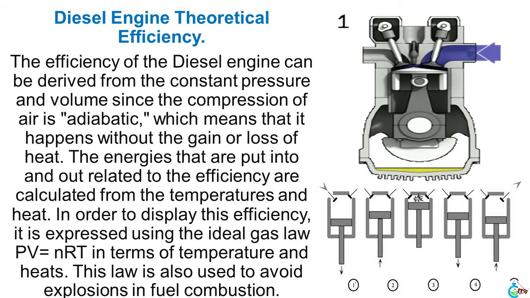Diesel engine theoretical efficiency. The efficiency of the diesel engine can be derived from the constant pressure and volume, since the compression of air is adiabatic, which means that it happens without the gain or loss of heat. The energies that are put into and out of the engine related to the efficiency are calculated from the temperatures and heat. In order to display this efficiency, it is expressed using the ideal gas law PV equals nRT in terms of temperature and heats. This law is also used to avoid explosions and fuel combustion.